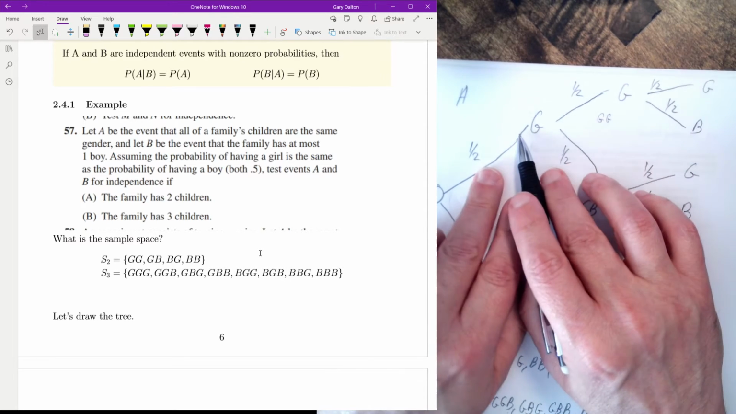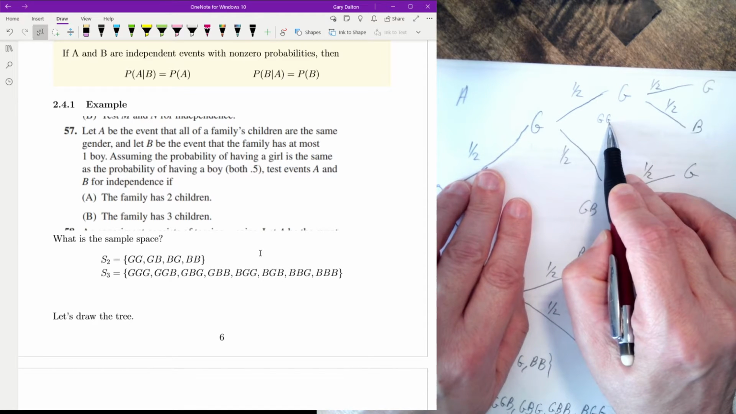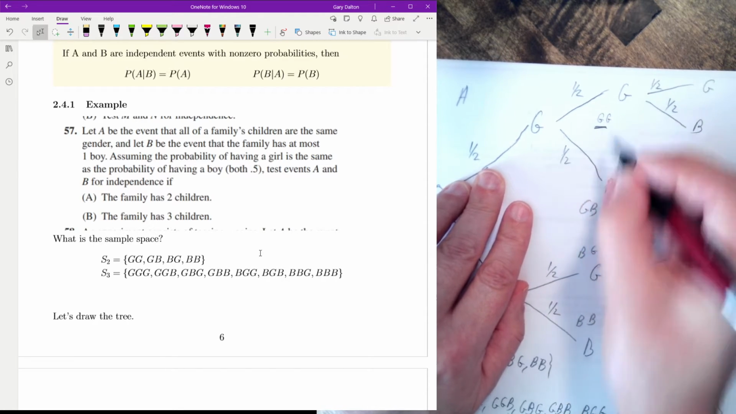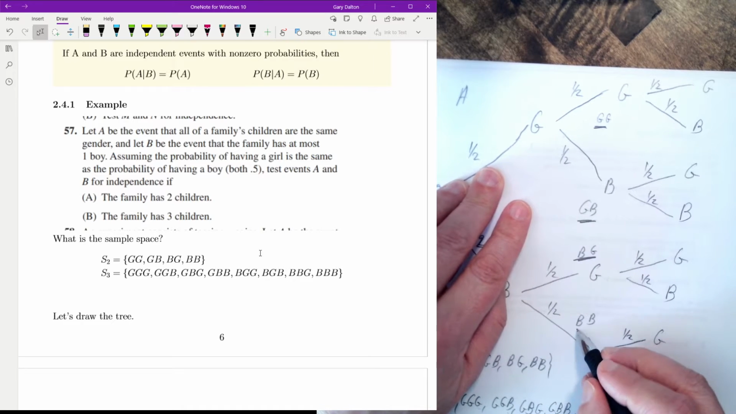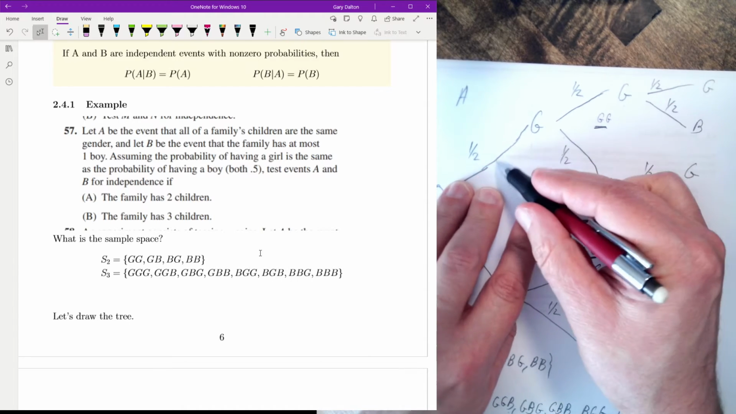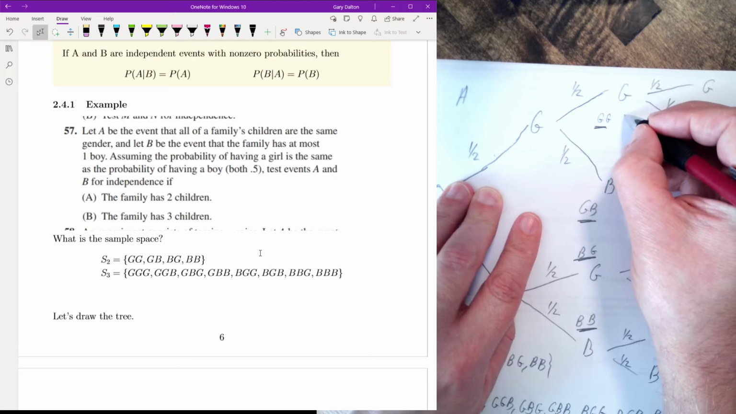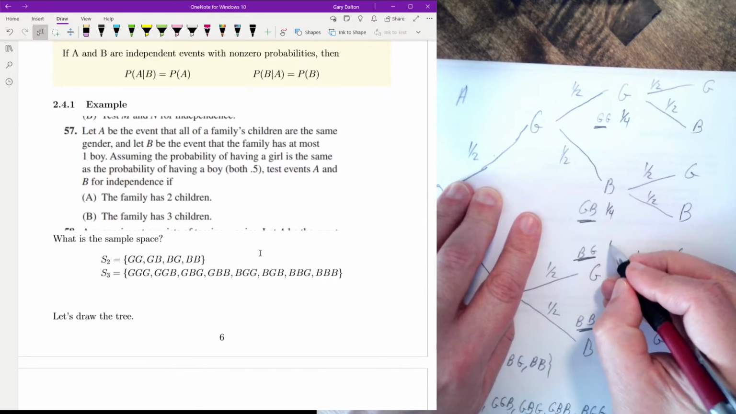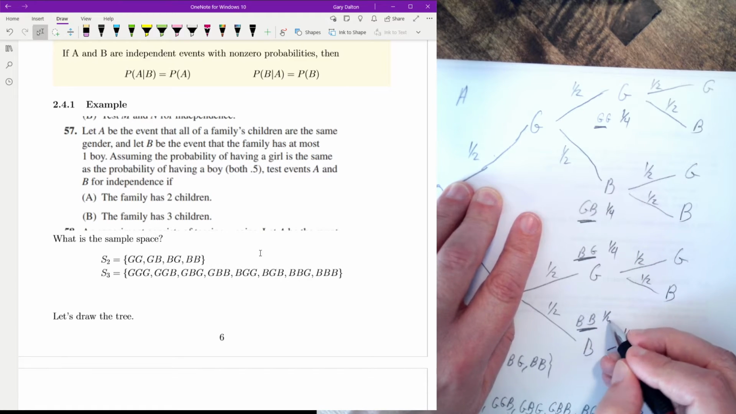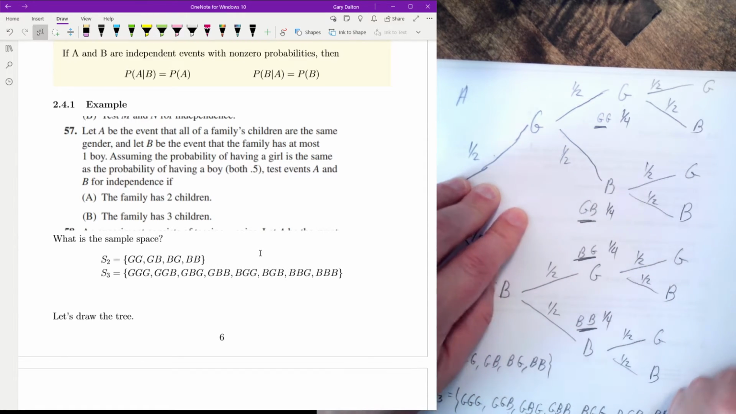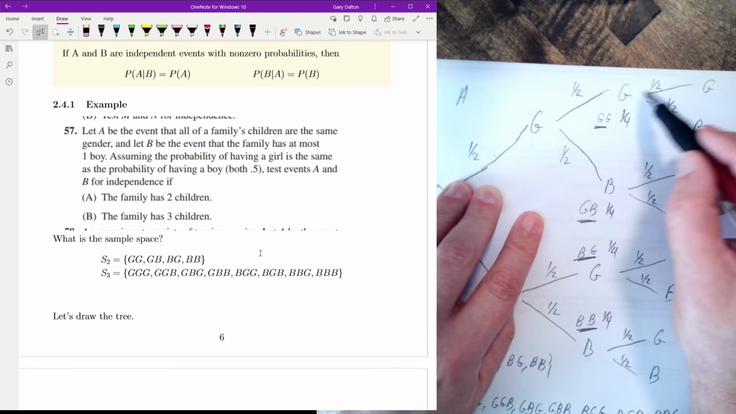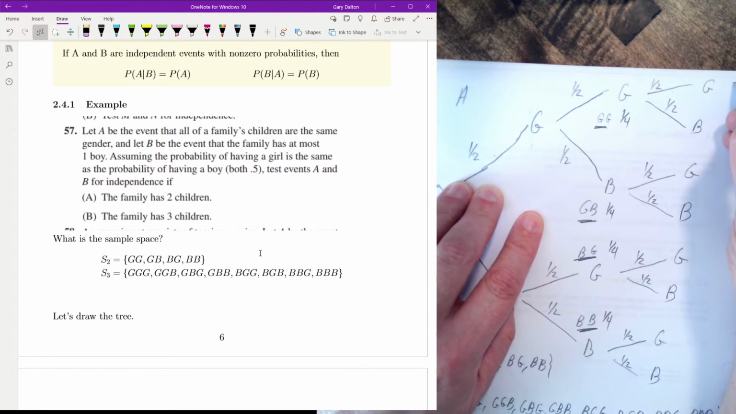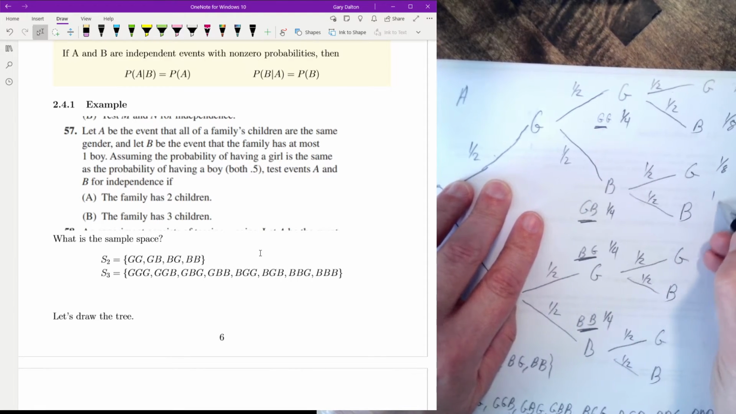Now, I can calculate coming into this one. So I've got a GG, a GB, a G. So now there's 4 of these. 1/2 times 1/2 is 1/4. So these are each going to be 1/4. Now each one of these is going to be 1/4 times 1/2, so each one of these is going to be 1/8. They're all equally likely, and there's 8 possibilities, so it's 1/8 all the way down.